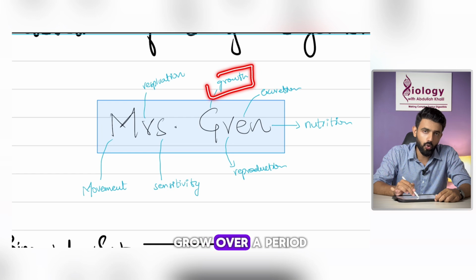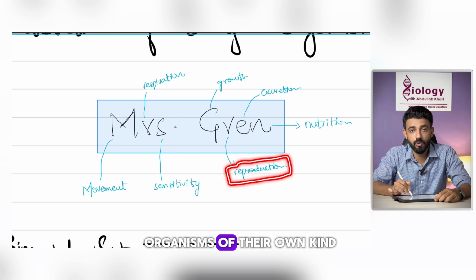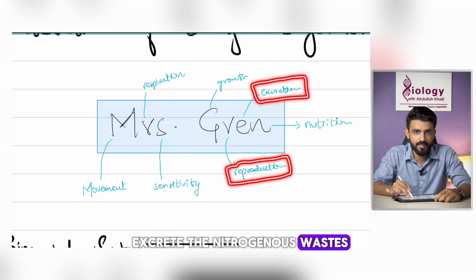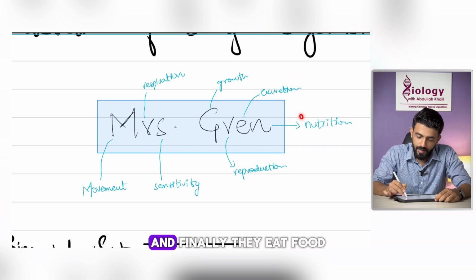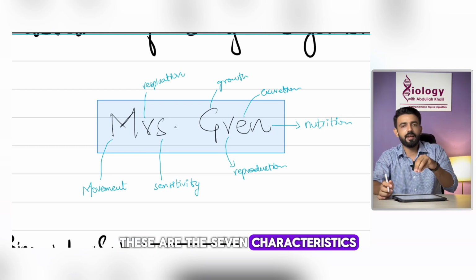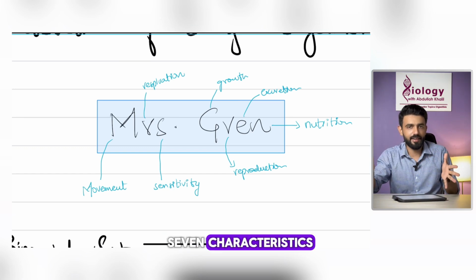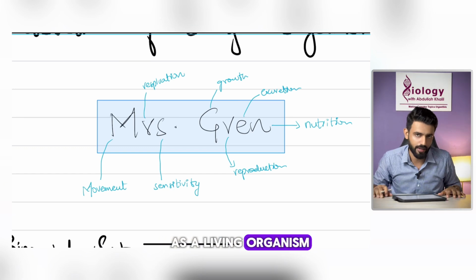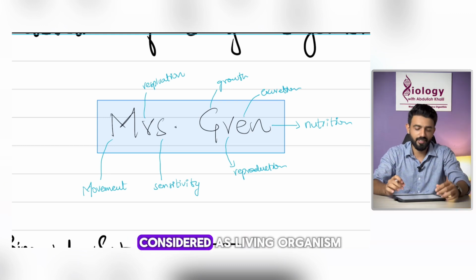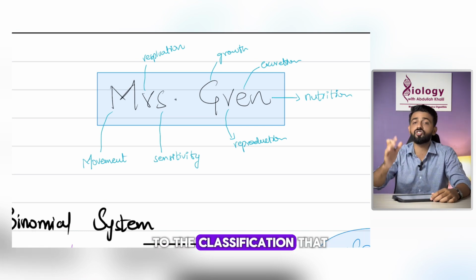They are able to grow over a period of time, and they are able to reproduce. That means they're able to produce organisms of their own kind. They are able to excrete the nitrogenous wastes that are produced within their bodies. And finally, they eat food. They do nutrition. So these are the 7 characteristics that help us identify a living organism. If something has these 7 characteristics, we will consider that as a living organism. But if something is missing any one of these characteristics, that thing is not considered as living organism. That is clarified.